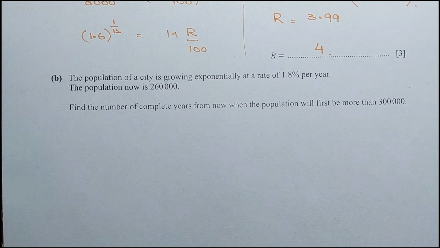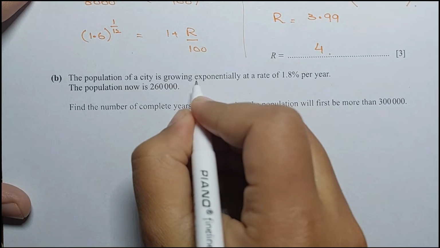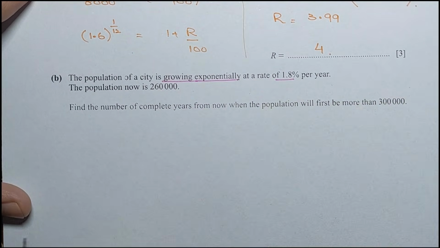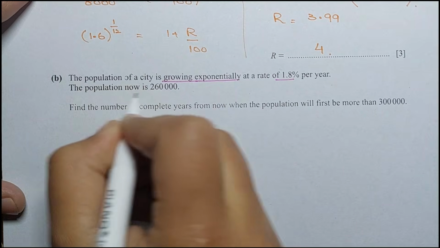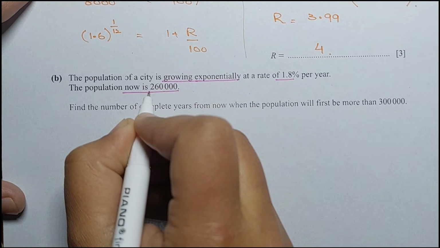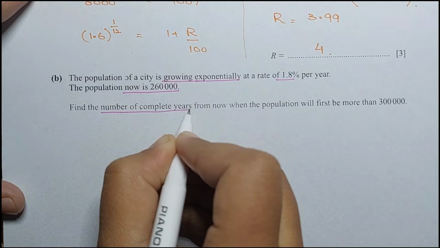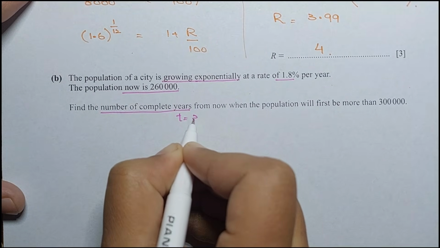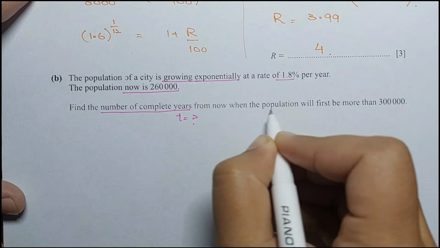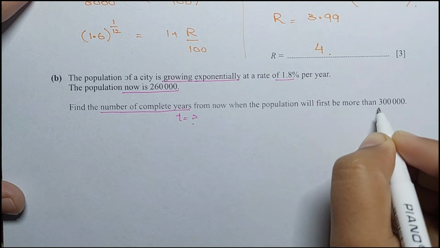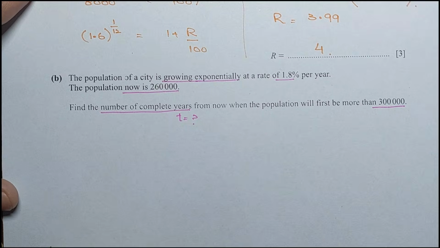Now for part B, the population of a city is growing exponentially, at a rate of 1.8% per year, right? The population is now 260,000. Find the number of complete years. We have to solve for the time from now when the population will first be more than 300,000.